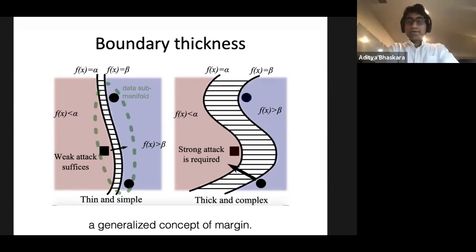I think there's also a question in the chat. There's a question in the chat about what are the connections between boundary thickness and model complexity?